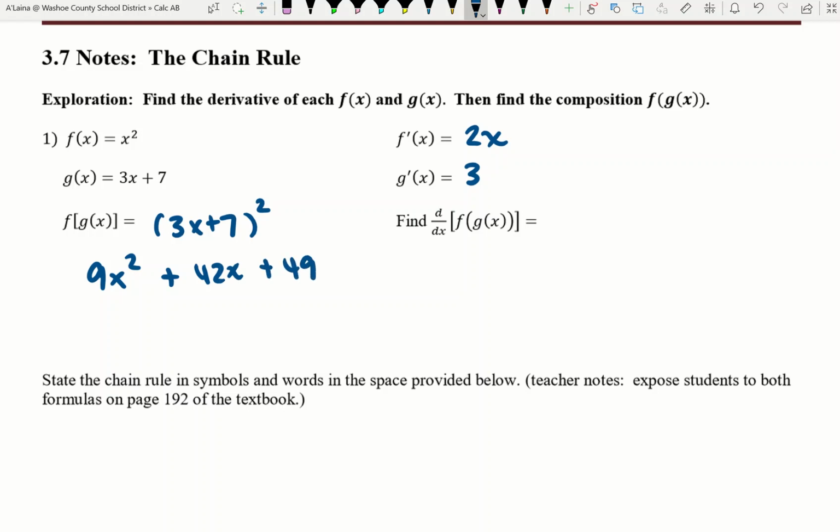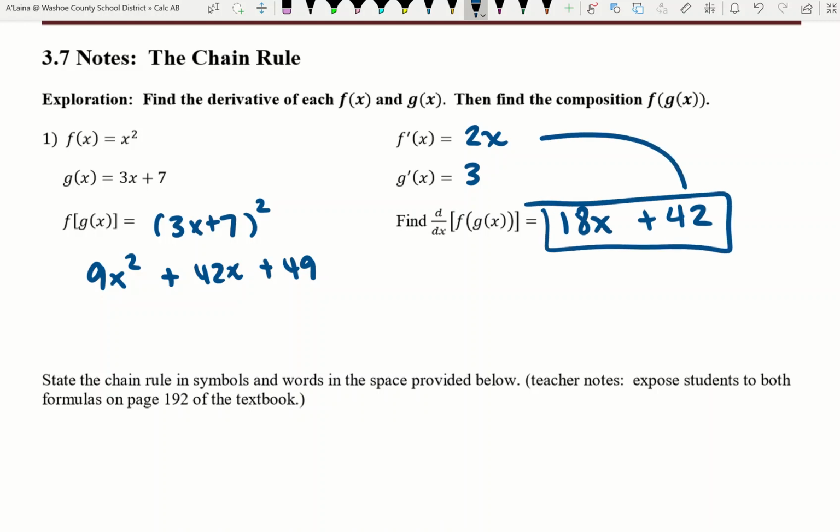So now that I know what the composition is, I could go ahead and take the derivative of this composition by using the power rule, and I'd end up with 18x plus 42. And I'd like you to compare that to the individual derivatives here. This is not a derivative of each function individually and then making a composition. I couldn't just take this 3 and plug it into 2x. I would just get a derivative of 6, which is not the same thing. So we need to have a different rule in order to do this.